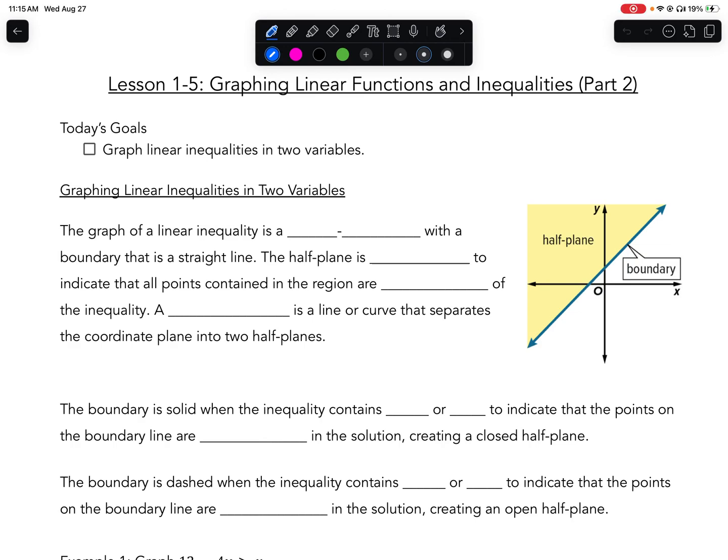Today we're going to be doing lesson 1.5, graphing linear functions and inequalities, part 2. Goals: one goal, graphing linear inequalities in two variables. So it's graphing linear inequalities in two variables. Looking at the notes here, the graph of a linear inequality is a half plane.